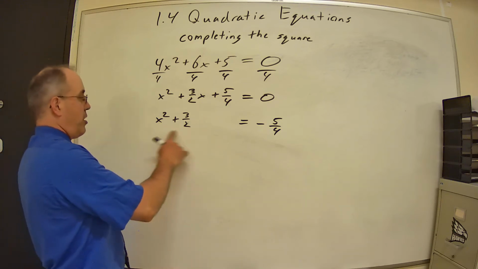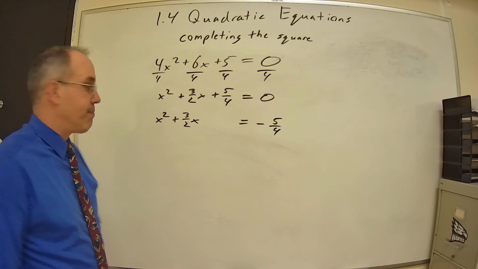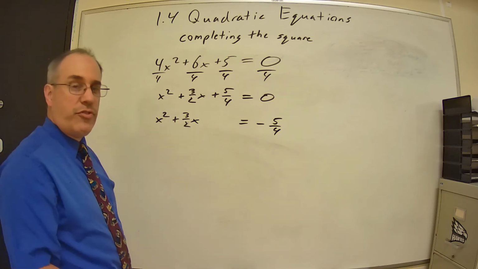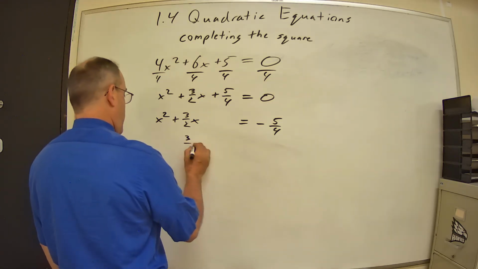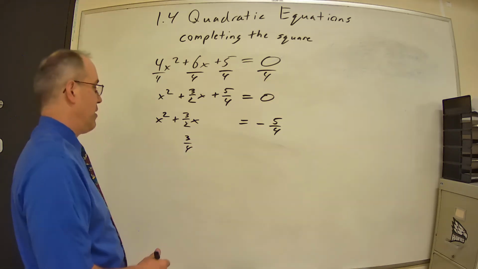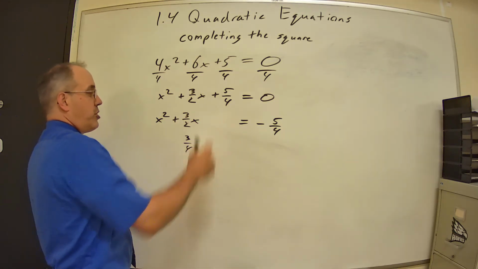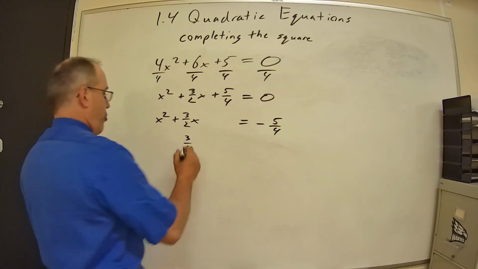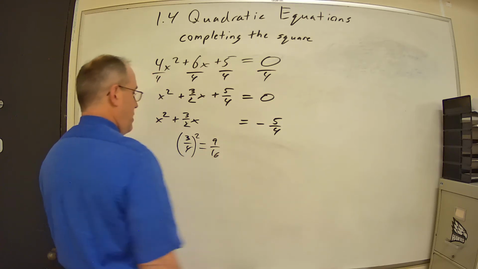Now we want to complete this square, which means we're going to, oops, don't lose the x there. Which means we want to divide this in half. 3/2 divided by 2 is 3/4. So that's half that. We want to square it to find this last term. So 3/4 squared is equal to 9/16.